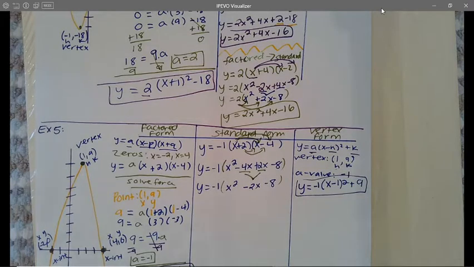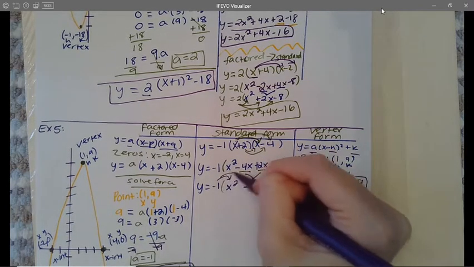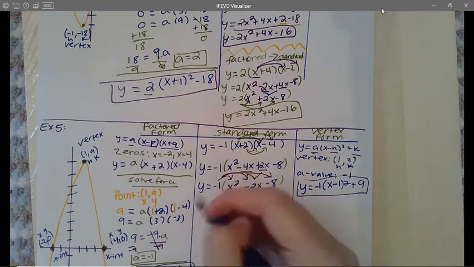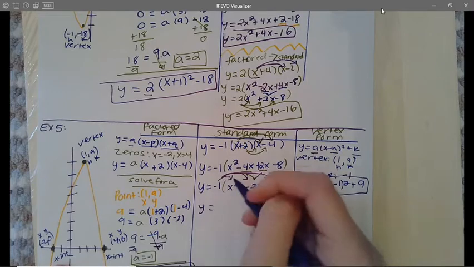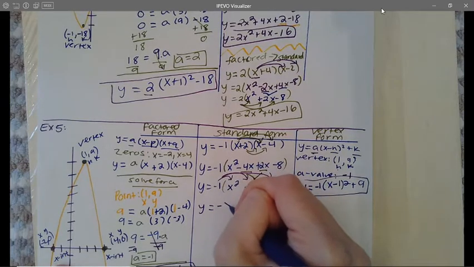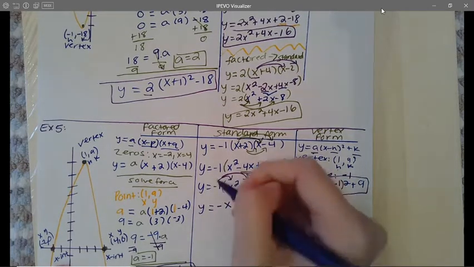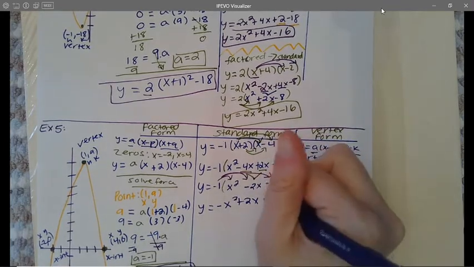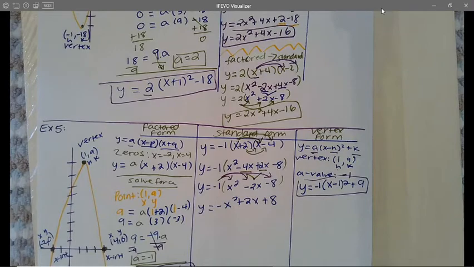And the final step will be to distribute the -1 through, and then we'll be done. So we have y equals -1 times x squared is -x squared. -1 times -2x is positive 2x. And -1 times -8 is positive 8. So there you go, you guys.